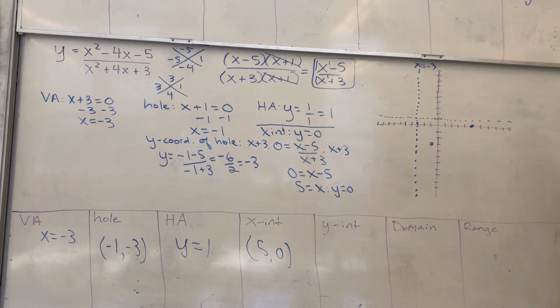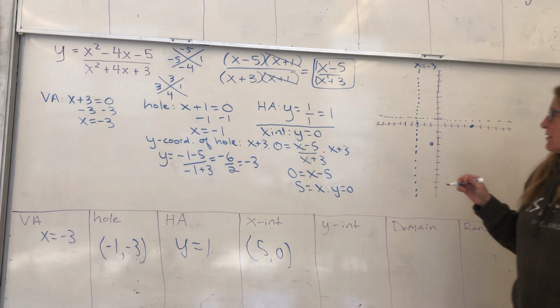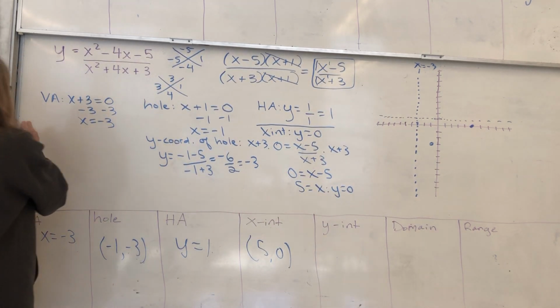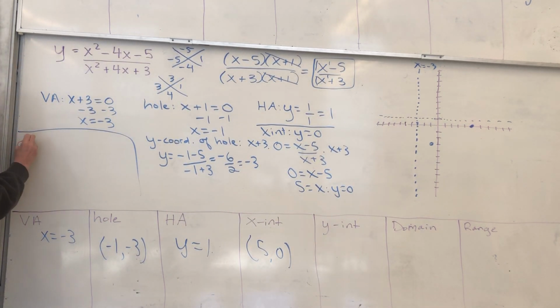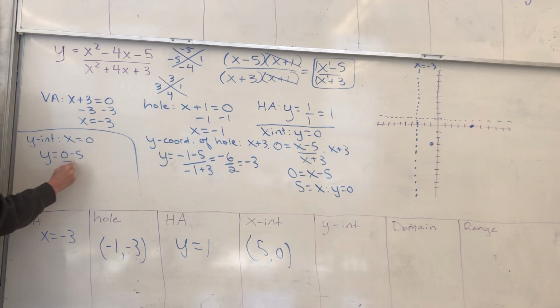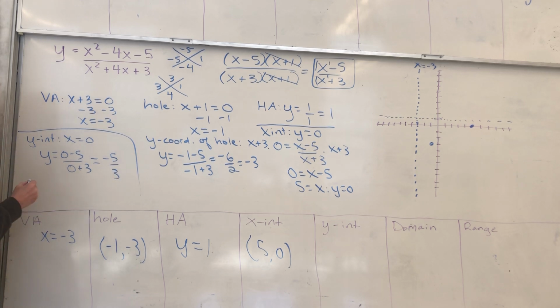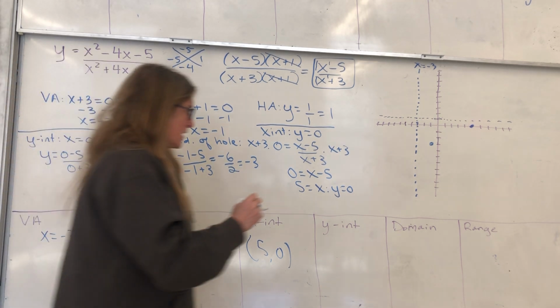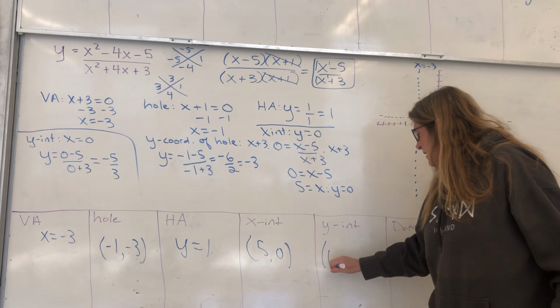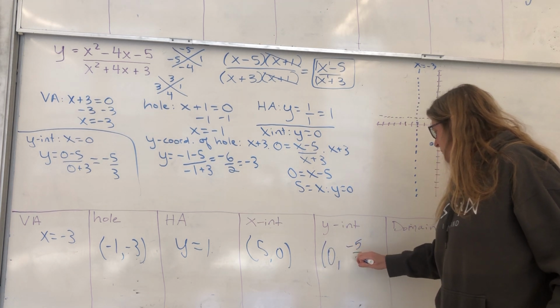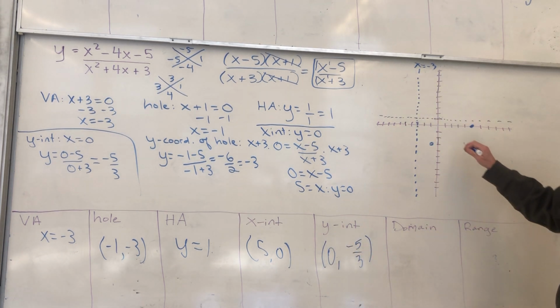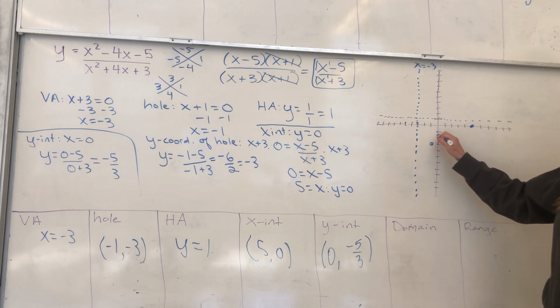Okay, and my y-intercept is where x equals 0. So I'll come over here for the y-intercept. The y-intercept is where x equals 0. So I'll say y equals 0 minus 5 over 0 plus 3, and that equals negative 5/3. So 0 comma negative 5/3 is my y-intercept. So that's right about here.